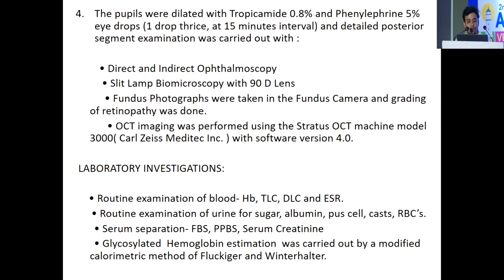OCT imaging was performed using the Stratus OCT machine model 3000 Carl Zeiss machine with software version 4.0. Laboratory investigation was done: routine examination of blood, hemoglobin, TC, DC, and ESR, routine examination of urine for sugar, albumin, partial cast, and RBCs, serum separation of FBS, PPBS, serum creatinine, and glycosylated hemoglobin estimation was carried out by modified colorimetric method.